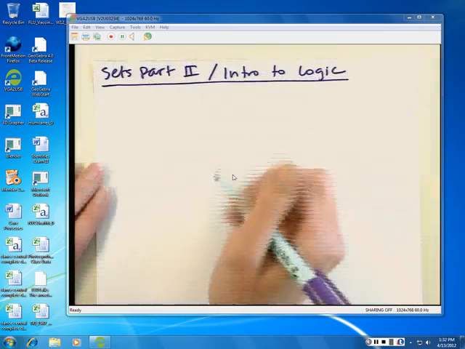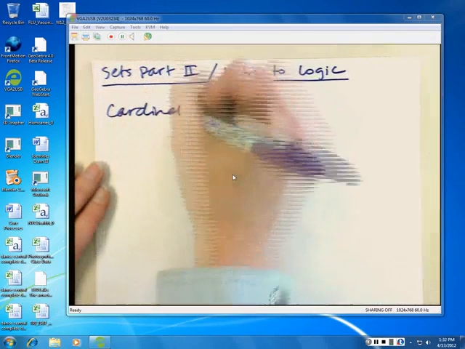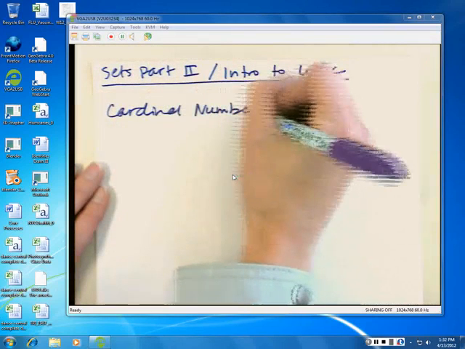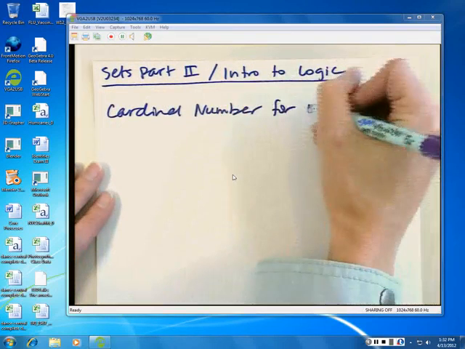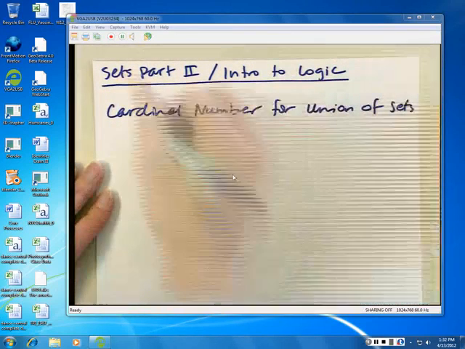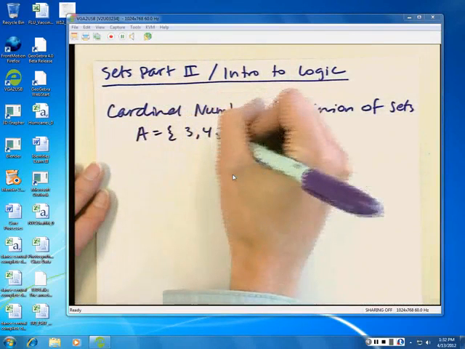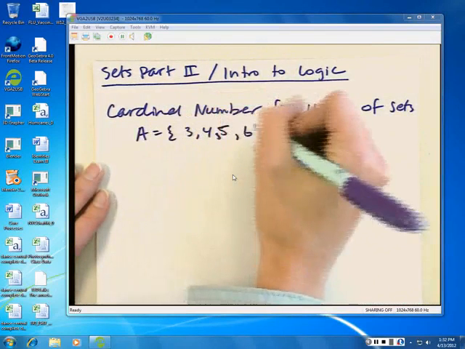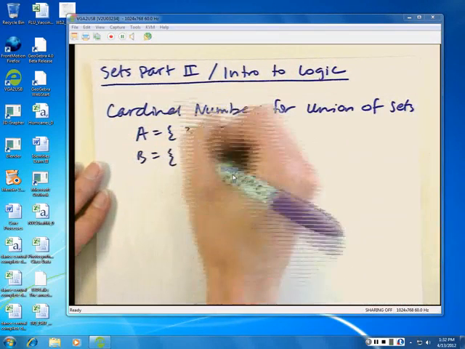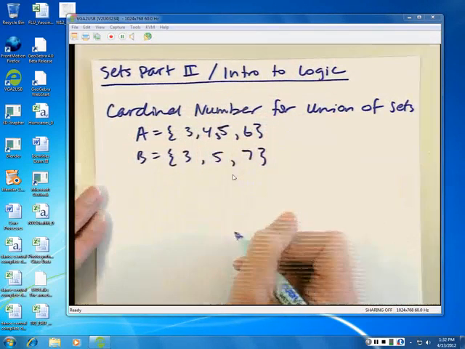So first of all, we want to look at cardinal numbers. Cardinal numbers, which is the size of a set, so the cardinal number for a union of sets. So let's give ourselves two sets. How about A is 3, 4, 5, and 6. And then set B, let's say that set B is 3, 5, and 7. We're going to look at our cardinalities.